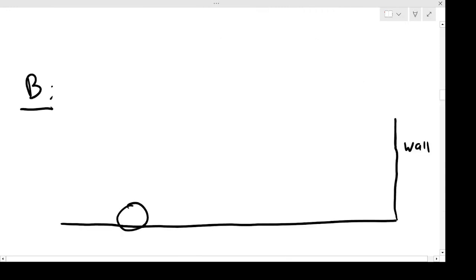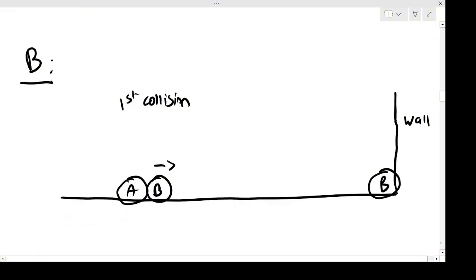After A and B collide, let's say they're over here. Let's say we have A and B here. This is after the first collision, which we just looked at. Then B is going to move forwards and it's going to hit the wall. Now, I'm going to label this my point 1 and point 2. These are my first two points in B's journey. So B starts after the collision, then moves to the wall. Hopefully happy with this.